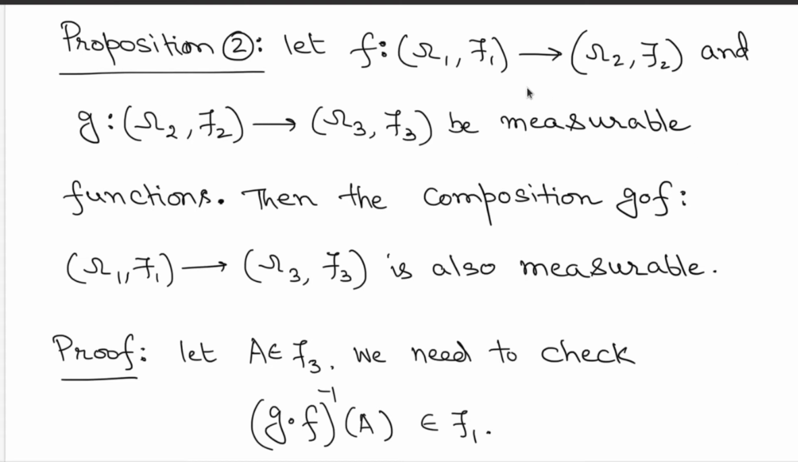What we are saying is that I am given two measurable functions. The first one goes from omega 1 to omega 2, and the second function goes from omega 2 to omega 3. If you are given these two functions f and g, you can talk about the composition g composed with f, whose domain is omega 1, and the composition should land in omega 3. So f goes from omega 1 to omega 2 and then g takes over, from omega 2 to omega 3. Therefore the composition is fine.